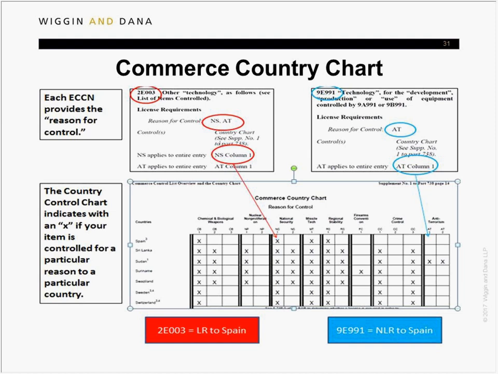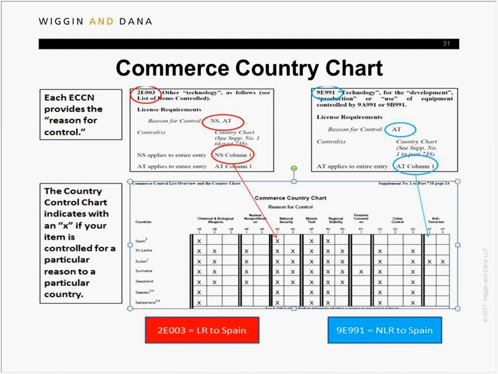An X in the box means that you must have a license or a license exception in order to export that item to Spain. By contrast, if you were looking at AT for Spain, because this item is controlled for NS and AT, you have to check both. When you look across to AT for Spain, you see there's nothing in the box. That means it doesn't require a license for AT reasons, but it does for national security reasons. So you do have to get a license or identify a license exception.